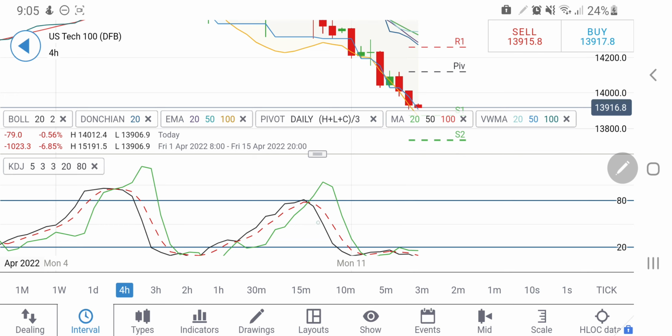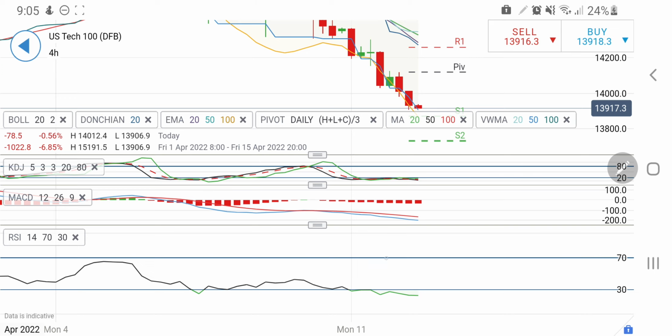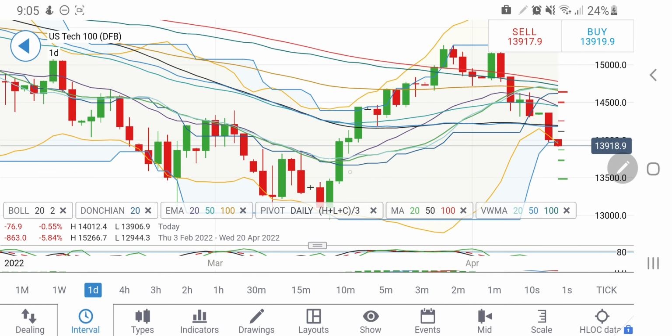Oversold on the 4-hour charts as well, and MACD is widely divergent on the sell side. RSI is oversold here as well. Hence, a bounce back is a must on US 100. That is what it appears.